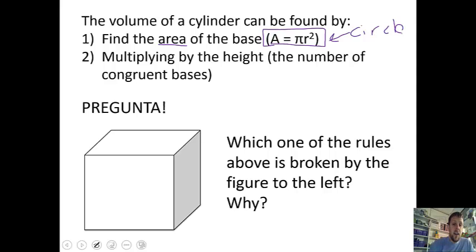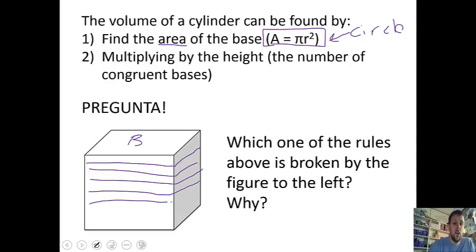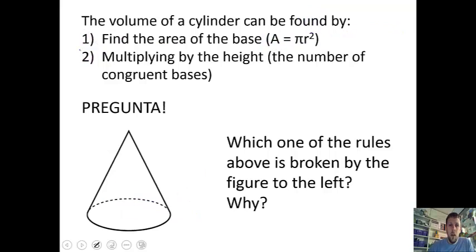Well, I can find the area of this base, and I realize that this has slices just like the cylinder. They're all congruent, so that helps us. So I believe that it doesn't break rule 2. But the problem is that we don't find the area of a square or rectangle by multiplying pi r squared. That's only for circles, so it breaks rule number 1. The volume of a cylinder can be found by, and there are the two rules again.